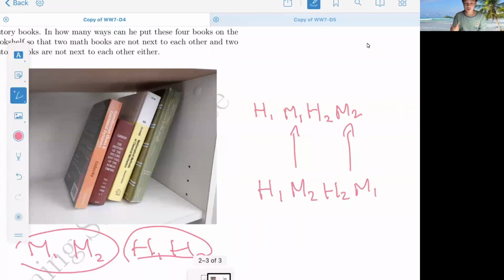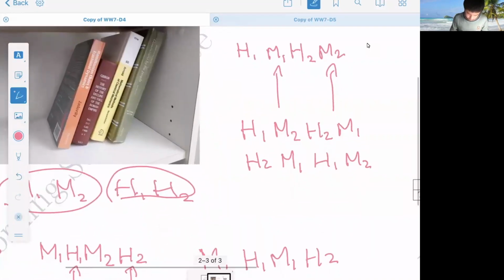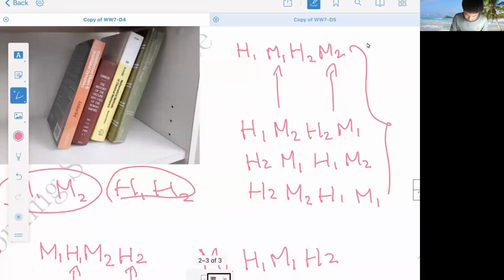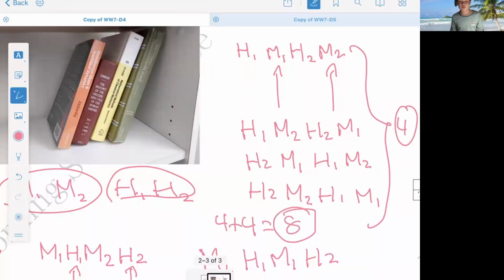Also, now we can switch the places of history. So H2, M1, H1, M2, and then also there is H2, M2, H1, and then M1. So there is a total of 4 cases again. So 4 plus 4 equals 8. There are 8 different cases.